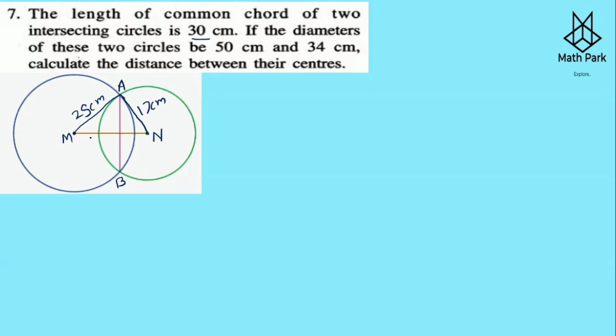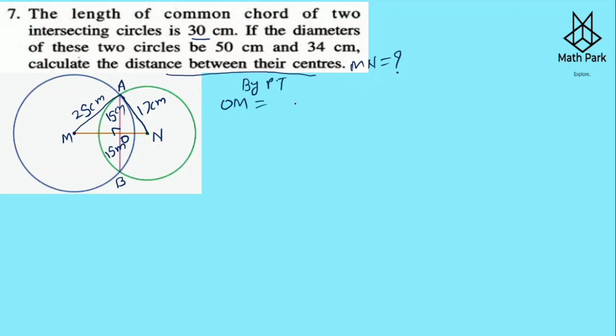Now the line segment joining the centers is the perpendicular bisector of a chord. So therefore OM bisects the chord AB. So if the length was 30, this becomes 15 centimeters and 15 centimeters. To find the distance between their centers, we have to find MN. MN is what we need to calculate. So we got two right triangles here. So let us find OM by Pythagoras theorem.